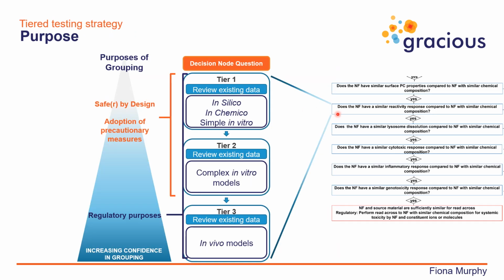For each of these decision nodes, we've generated a tiered testing strategy ranging from simple tier 1 methods through to animal models in tier 3. The tier 2 are more complex in vitro models that include multiple cell types, for example, at an air-liquid interface. Quite often, the tier 1 methods are sufficient to provide the data required to allow a yes or no or a similarity assessment for each decision node, but sometimes you need to progress to these higher tiers to provide a higher level of certainty, especially for regulatory applications.